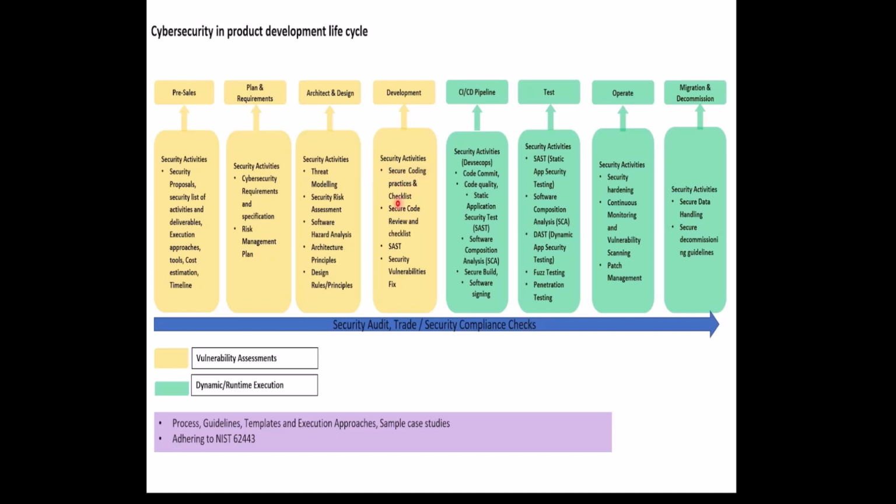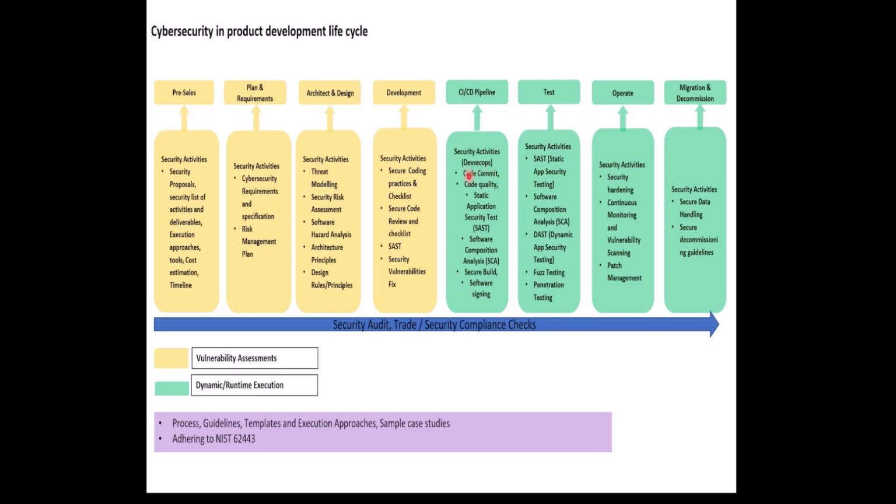Okay, when we come to the development phase, security activities we need to consider like secure coding practices and secure coding checklist, secure code review and secure code review checklist, SAST, static application security test, security vulnerability fix and retest. So these aspects we need to do when we do the secure software development or secure product development.